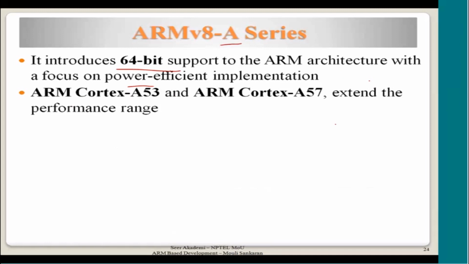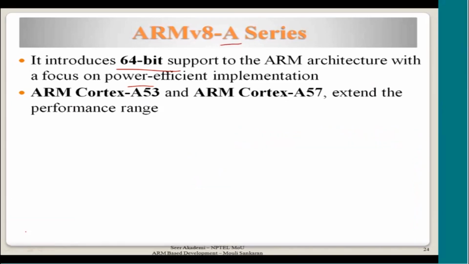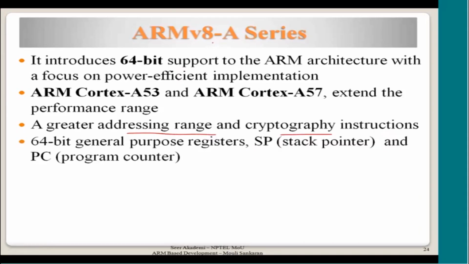So in 64-bit, what happens is the addressing range becomes 64-bit. So far we saw 32-bit addresses, where 4 GB was the limit. Now 64-bit gives you a wide range of addresses. And it extends the performance also because 64-bit processors are there. Greater addressing range as well as cryptography instructions which have been introduced in the V8. And then 64-bit general purpose registers. So all are 64-bit, and there is an exclusive SP and PC.